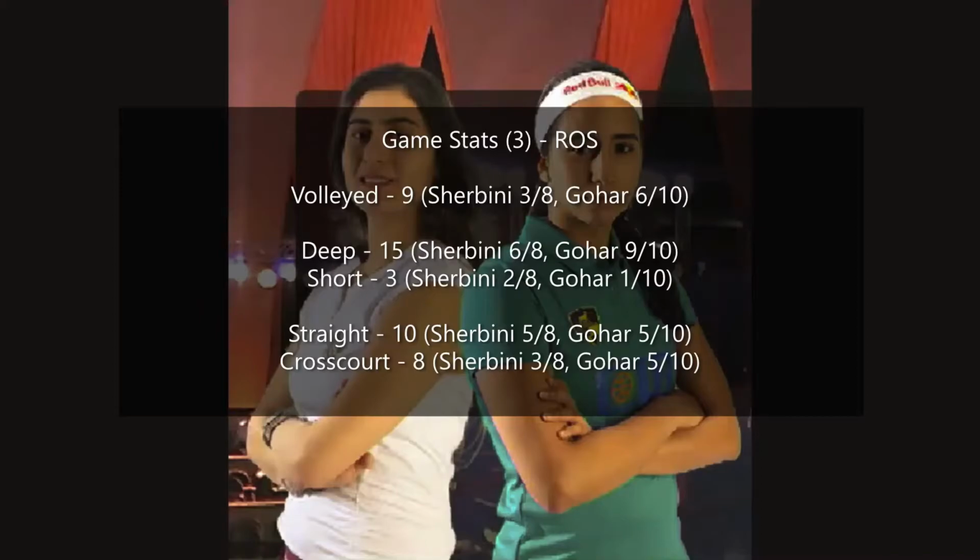The number of returns that were volleyed were 9. Sherbini 3 out of 8 and Gohar 6 out of 10. The number that were deep was 15. Sherbini 6 out of 8 and Gohar 9 out of 10. The number that was short was 3. Sherbini 2 out of 8 and Gohar 1 out of 10. Straight returns were 10. Sherbini 5 out of 8 and Gohar 5 out of 10. Cross-court returns were 8.